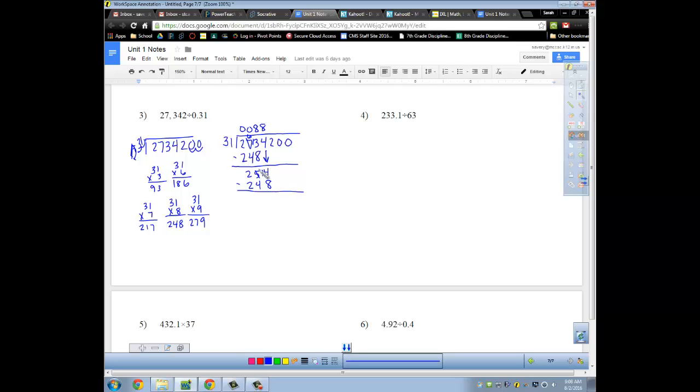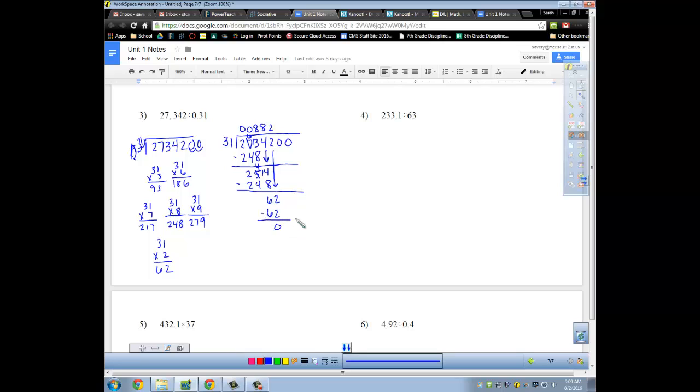And that is going to give me, I need to borrow. 14 minus 8 is 6. 4 minus 4 is 0. 2 minus 2 is 0. Bring down this 2. 31 and 62. So let's see. 31 times 2 is 62. Cool. So that's 2.